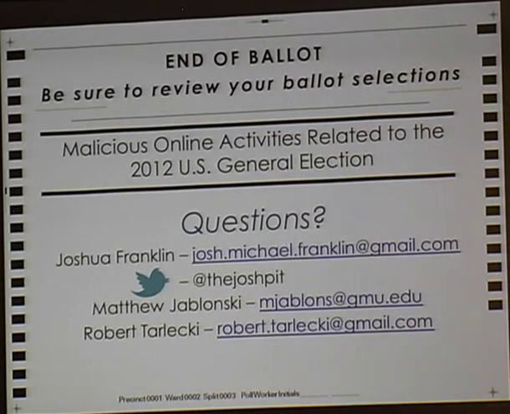Lastly, we want to take the opportunity to encourage everyone to vote and volunteer to be a poll worker if you can. So, be a poll worker. Any questions?